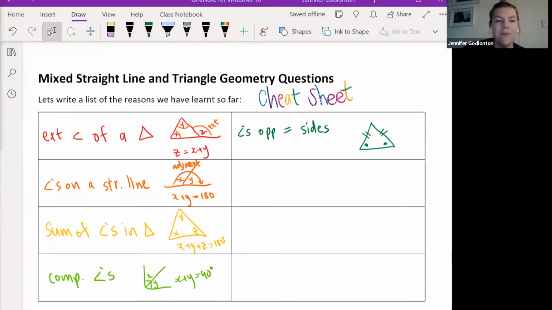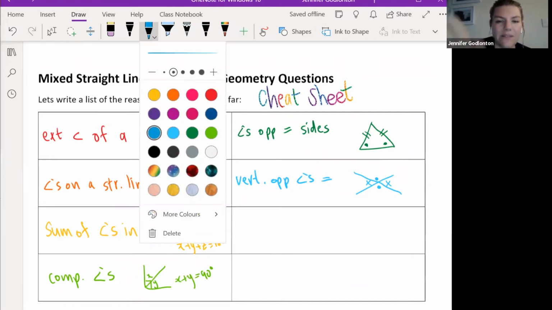Can you tell me another one? Vertically opposite. Yes, there we go. Vertically opposite angles are equal. How does that rule work? When angles are opposite each other, and they are equal to each other. So we have to have straight lines, and then the angles that are opposite each other are equal to each other. Exactly.